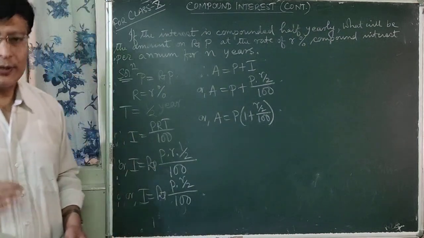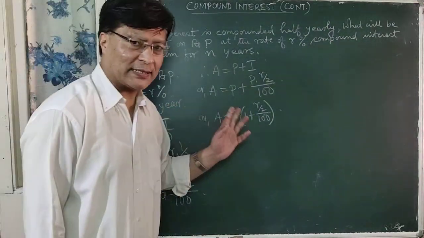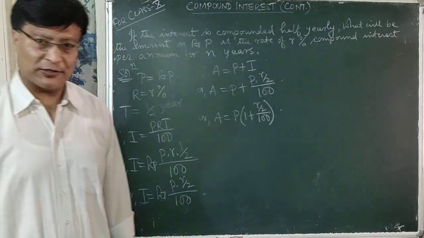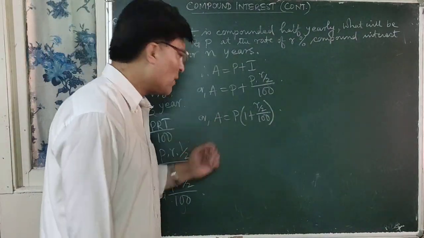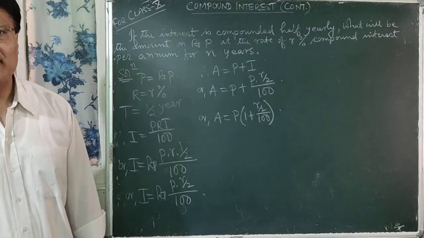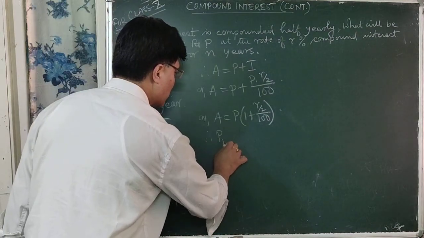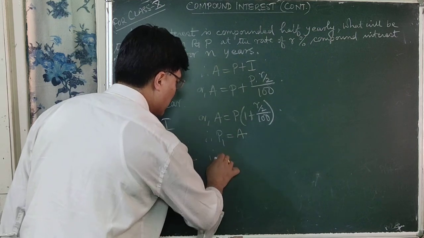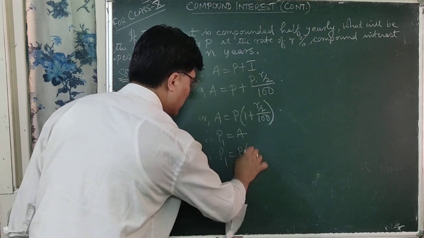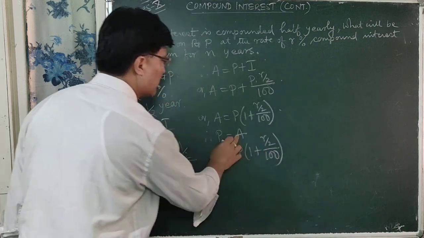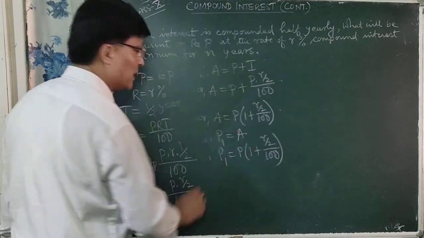Okay? So now I told you that this amount will be the principal for the next 6 months. Right? So let us write it as P1. So P1 is equal to A. So P1 is equal to P into 1 plus R by 2 divided by 100, because the value of the amount is this one, right?